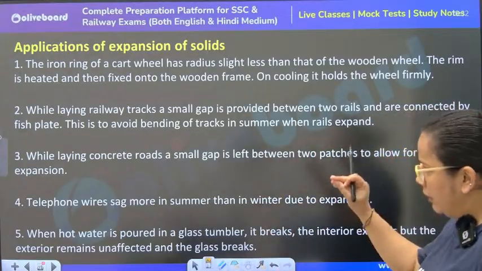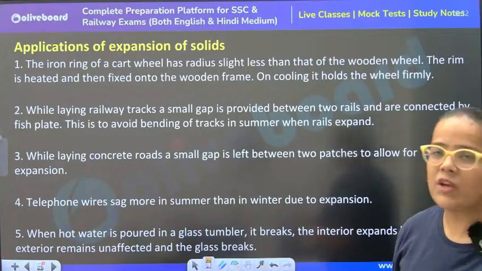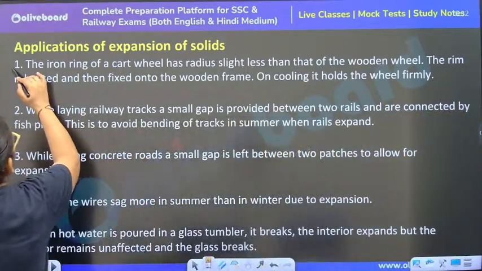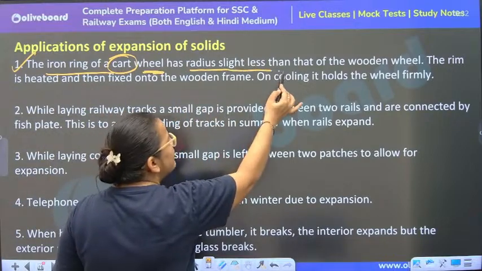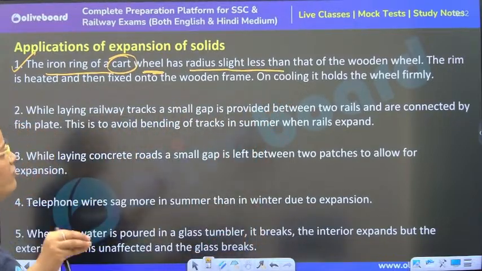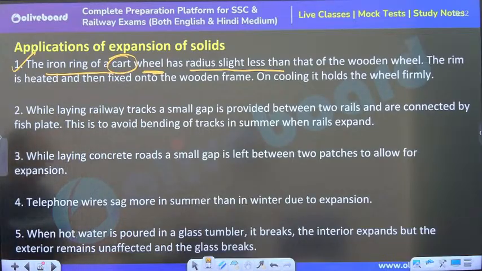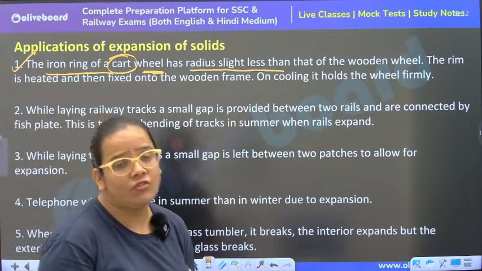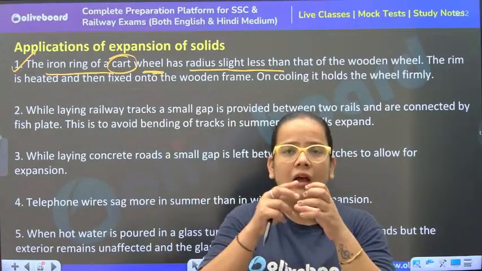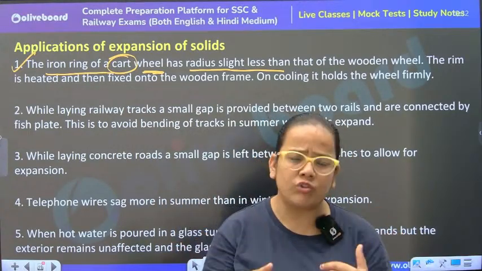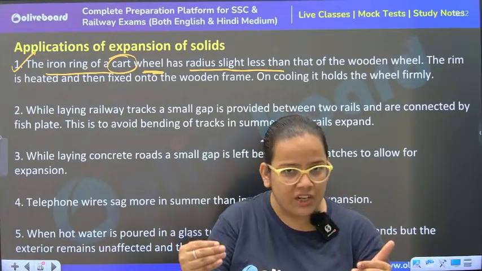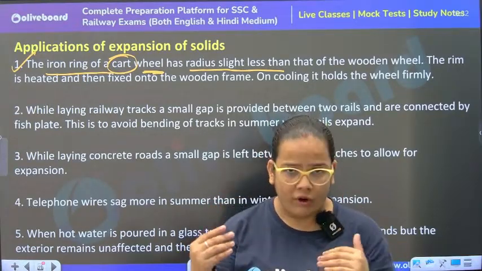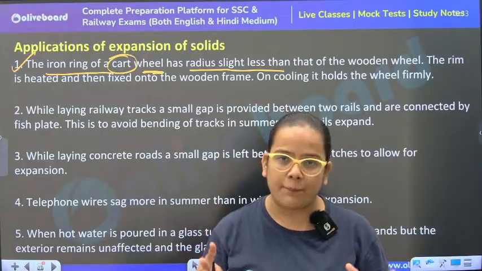Now the applications of the expansion of solid. First, the iron ring of a cart wheel has a radius slightly less than that of a wooden wheel. The rim is heated and then fixed onto the wooden rim. Then, railway tracks always have a small gap because of thermal expansion, because in summer there is an expansion in the solid and in cold or winter there is a contraction in that particular metal.